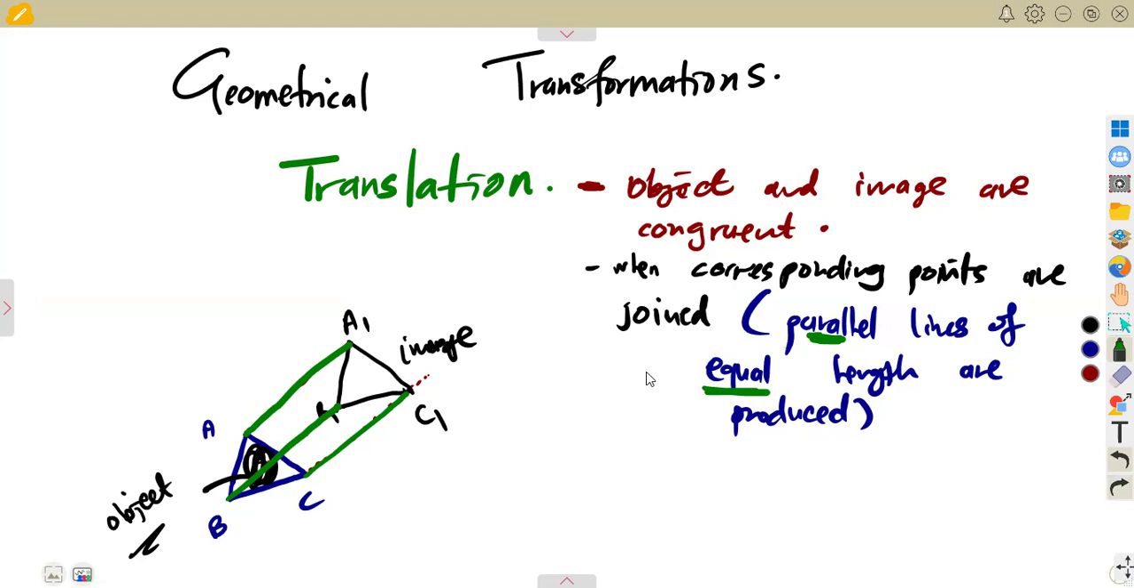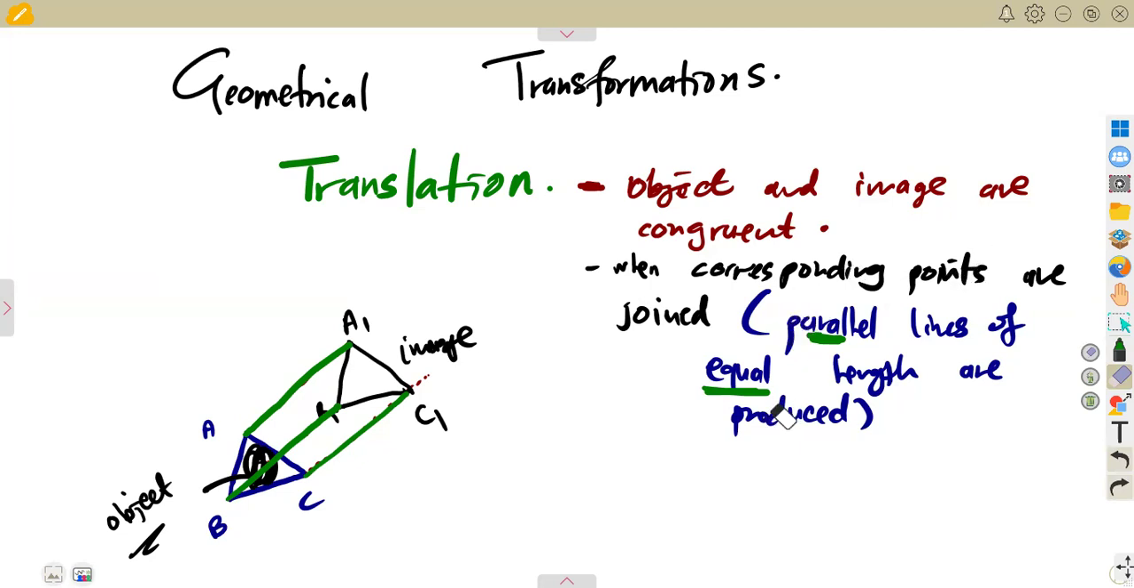Guys, be careful. All this that we are doing is to recognize our transformation. We are still recognizing. So you join A to A1, B to B1. By joining now, you see, okay, these lines, they do not meet, they are parallel, and they are of equal length. Now you conclude to say this is a translation. This here is not to be written anyway. It must be in your mind. This is you and your mind. You don't write it down anyway.